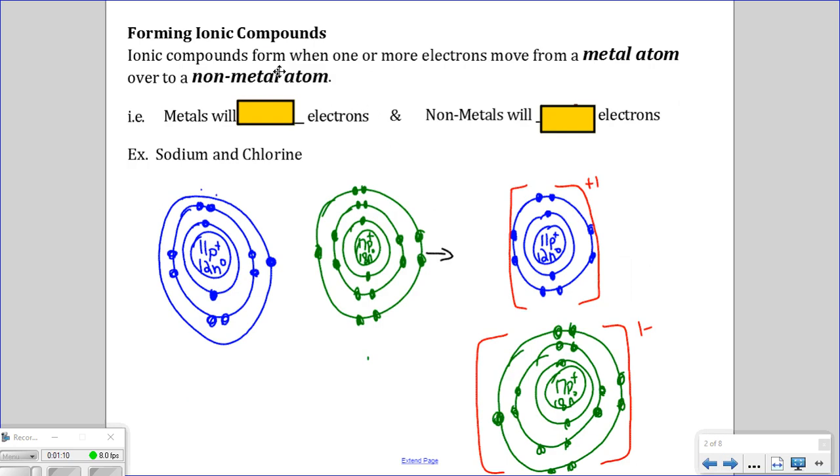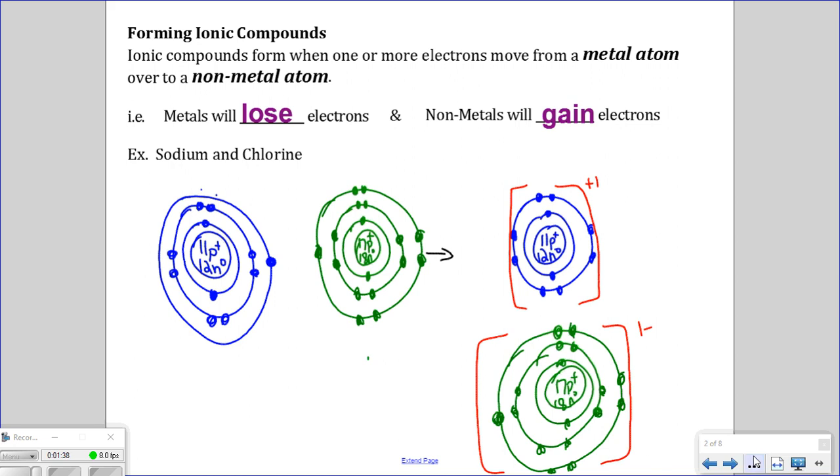Ionic compounds form when one or more electrons move from a metal atom over to a non-metal atom. So, in other words, metal atoms will lose electrons and nonmetals will gain electrons. So from the periodic table, you will need to identify which atoms are metals, which ones are nonmetals. We will go through the example of sodium and chlorine.